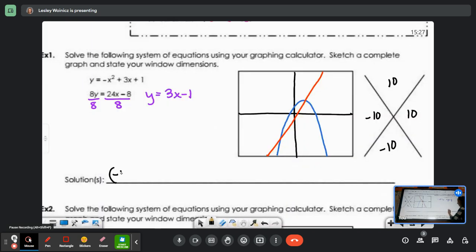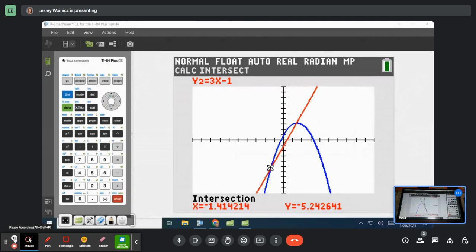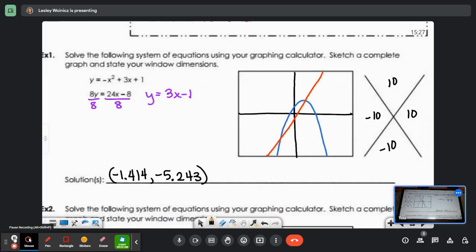All right, so it was -1.414, comma, -5.243. Is that right? Yeah. Okay, we're labeling it down here, so we don't need to label it again up here. Just leave the picture as is. Remember that you want 3 places after the decimal.